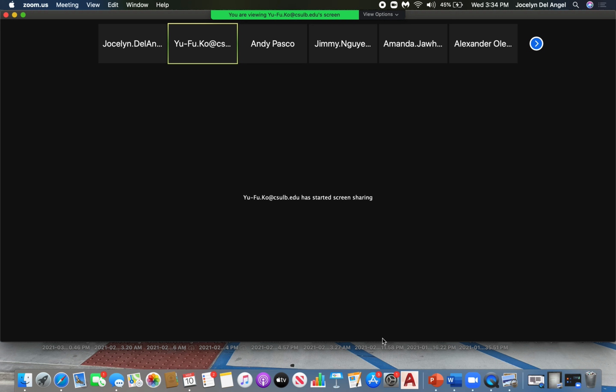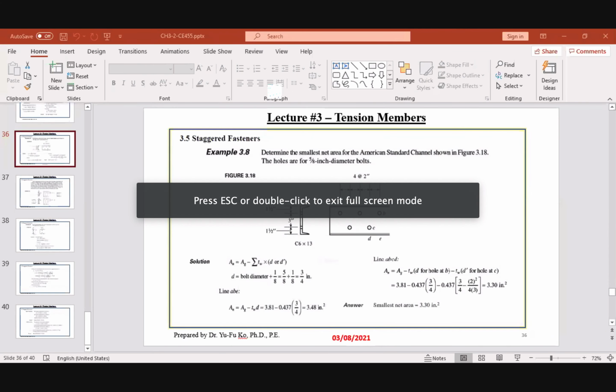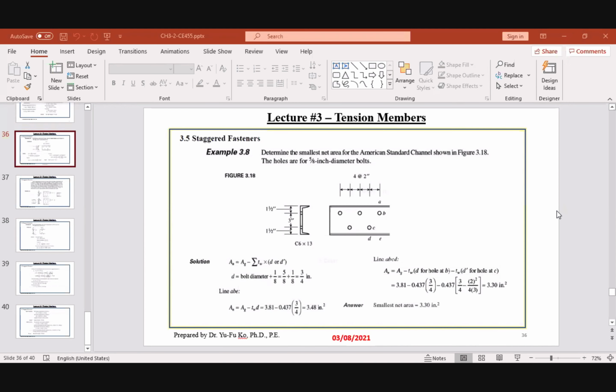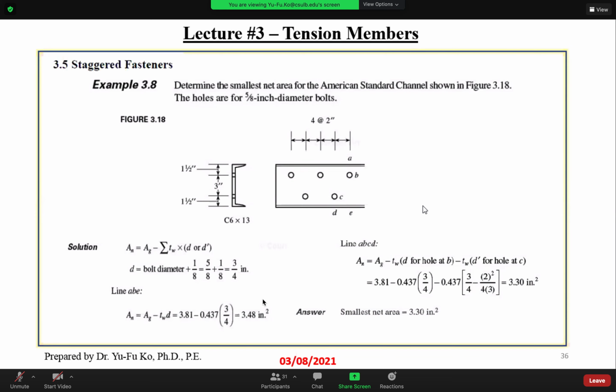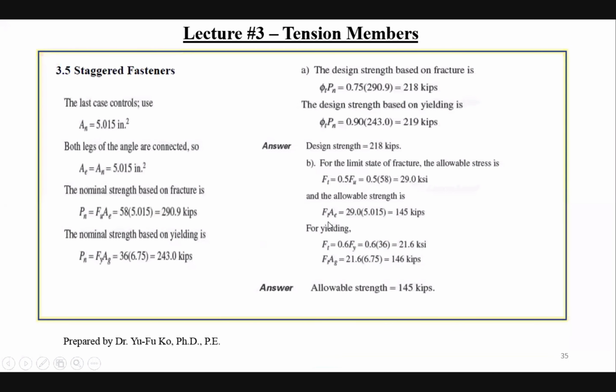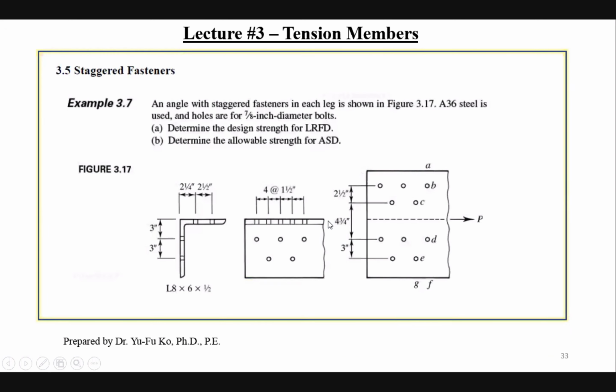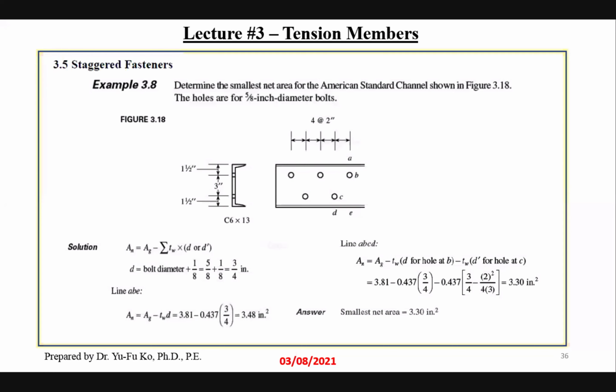Okay, so on Monday, we stopped at example 3.8. So today we are going to continue our discussions on staggered bolts. I noticed there are some students missing on Monday, so you better pick up what you missed. We covered examples 3.7 and 3.8 in the textbook, so we don't need to spend time to repeat here just for you.